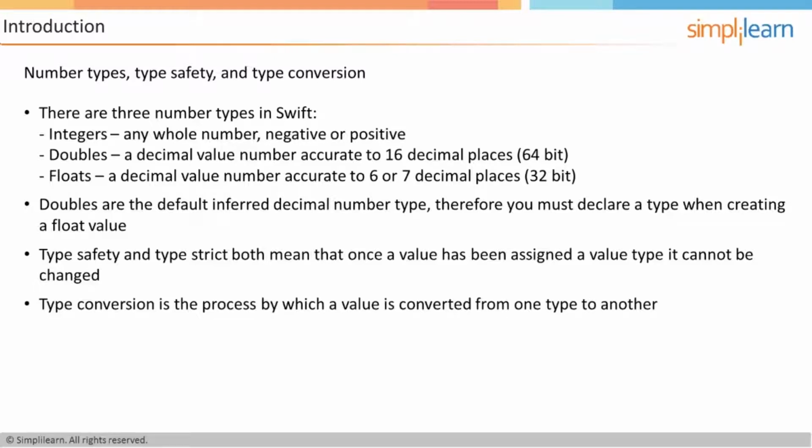It's also important to realize that floats were developed for 32-bit systems, while doubles were developed for 64-bit systems. Keep in mind that doubles are the default inferred decimal number type. Therefore, you must declare a type when creating a float value. Type safety and type strict both mean that once a value has been assigned a value type, it cannot be changed. Type conversion is the process by which a value is converted from one type to another, and we'll look at all these concepts in a little more detail in the playground here.